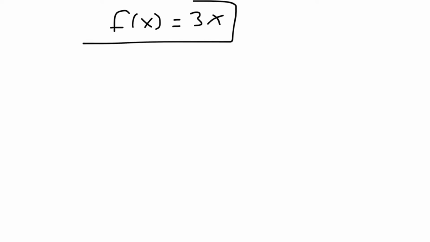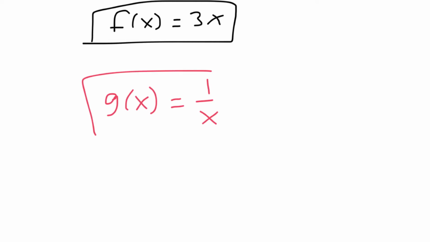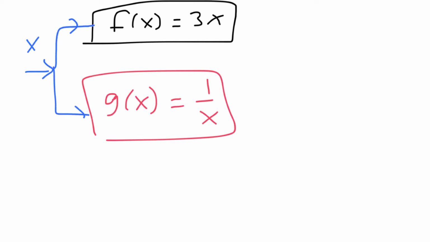Suppose I have two functions. I call one f of x equal to 3x, for example. This is the function f. And another function here, g of x equal to 1 over x. Then I give the x here. The x is coming from here. This is the x part. It's going inside this function, and also inside this function. And then the outputs from here and here are added together.